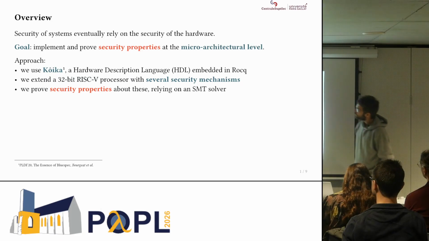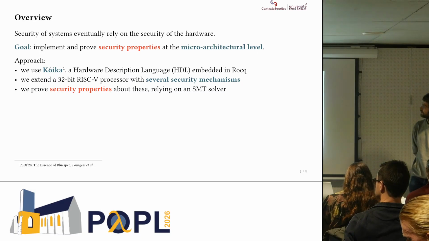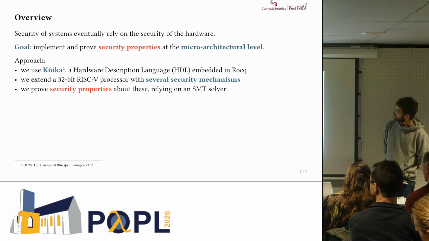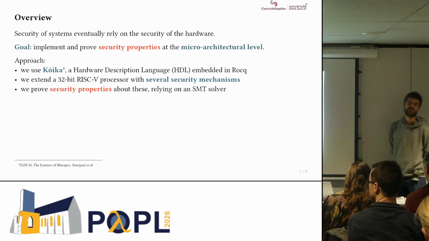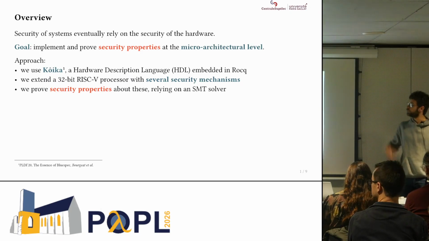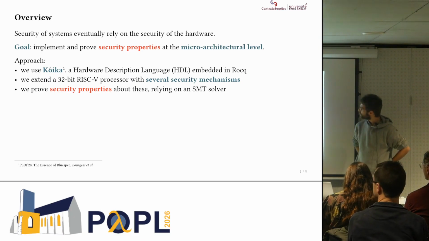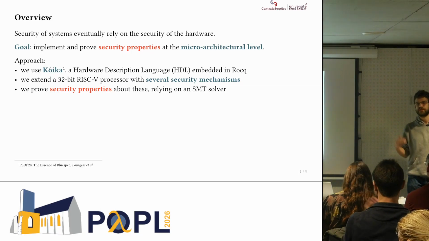How are we going to do that? We use a hardware description language, Kôika, which is embedded in the Coq proof assistant. In that language, we take a 32-bit RISC-V processor and implement some security mechanisms on top of it, and then we prove some properties about this. I will show you how we do that, relying on an SMT solver for automation of the proofs.